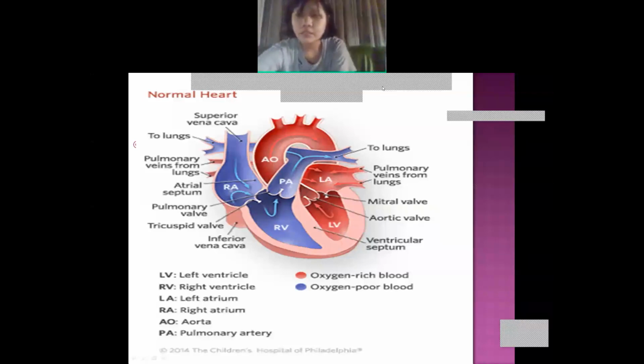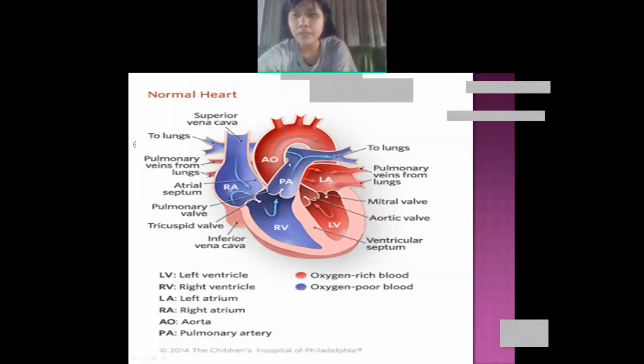Except this, the pulmonary artery. Understand? Pulmonary artery carries deoxygenated blood. From the picture itself, you can see it. This blue color indicates deoxygenated blood. Understand? So this one. And veins, what kind of blood do they carry?